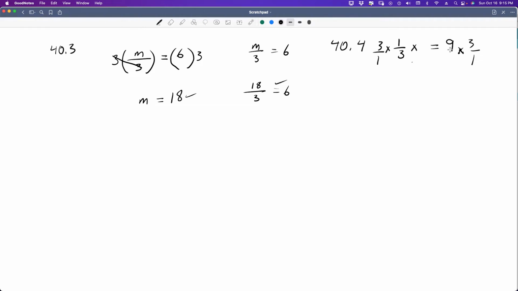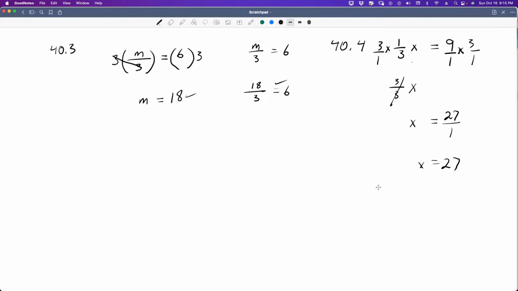And it's really easy to turn a whole number into a fraction by just putting it over 1. We've already talked about that. But 3 times 1 would be 3, and 1 times 3 is 3 times x. 3 over 3 is just 1, so that goes away. So you have x by itself. 9 times 3 is 27. 1 times 1 is 1. 27 over 1 is just the whole number 27. So x is 27.